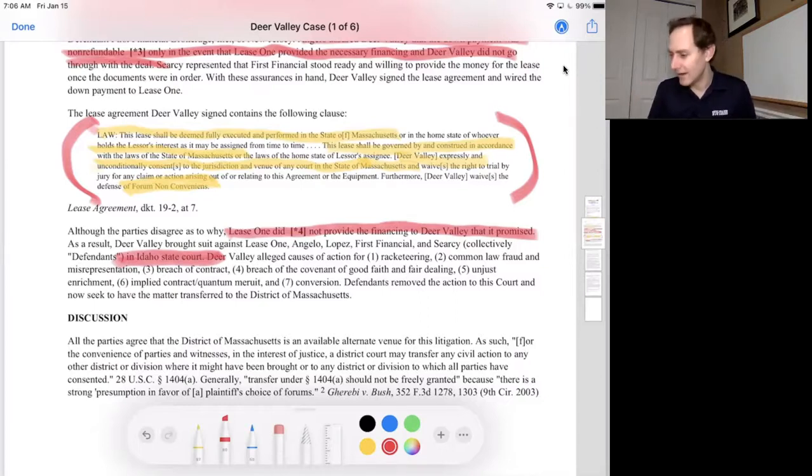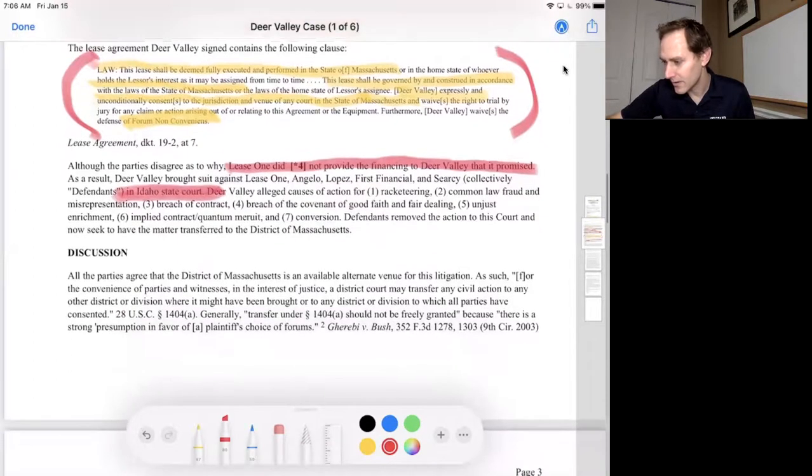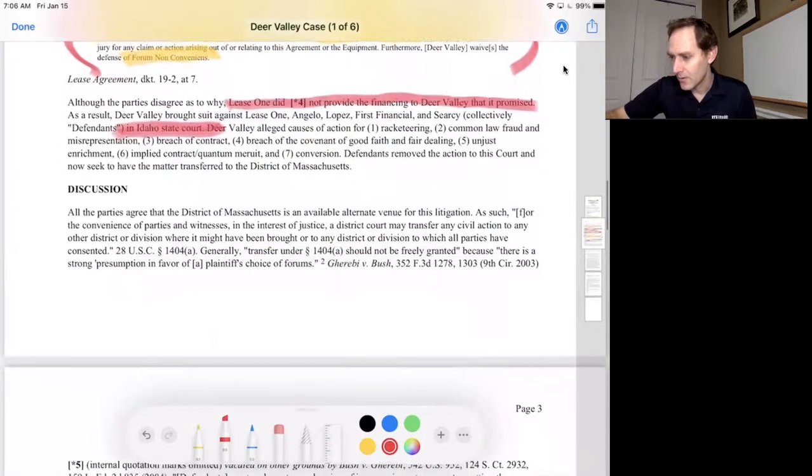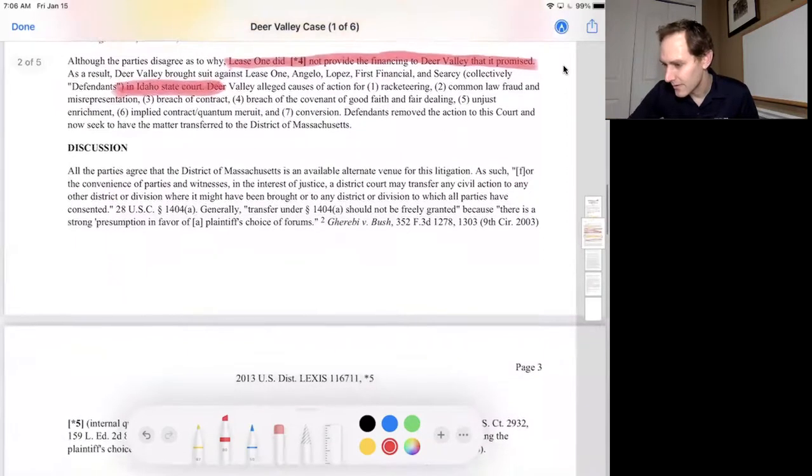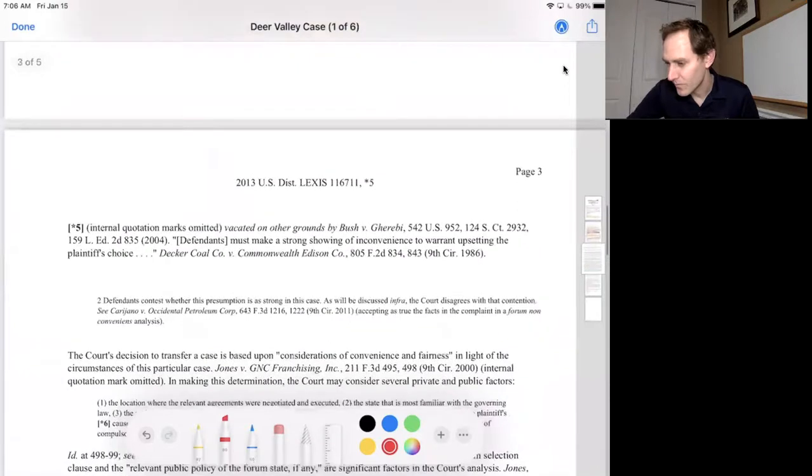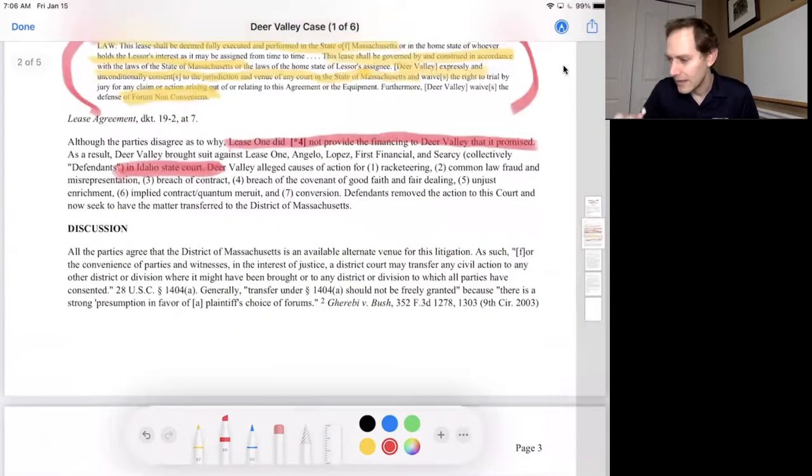But then you'll see here what happened was, Lease One and the other defendants were like, yeah, we don't want to be in state court. We'd rather be in that beautiful marbled federal courthouse down in Pocatello. And we meet all the requirements.